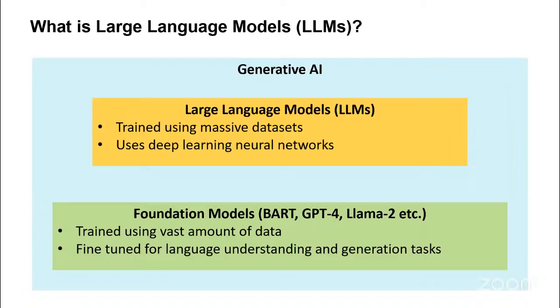we have some foundational models like BERT, GPT-4, Llama, right? These are almost like the Unix operating system. These are very raw. These are developed by different companies, and they're put out there. They are trained using a vast amount of data, and they are fine-tuned for language understanding and generation tasks.